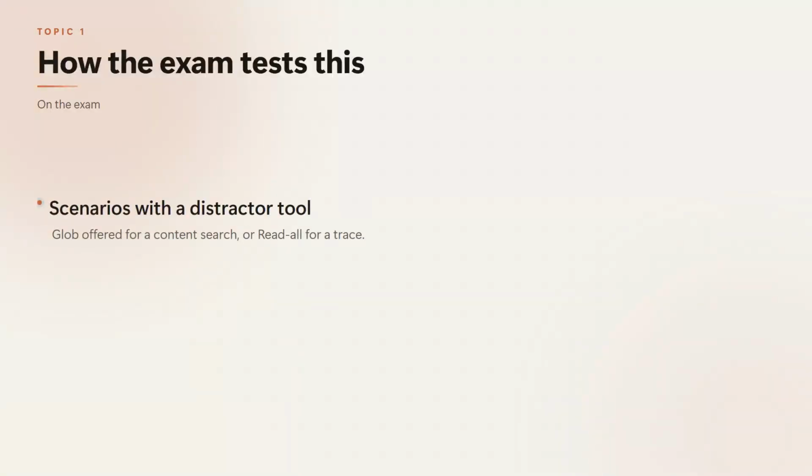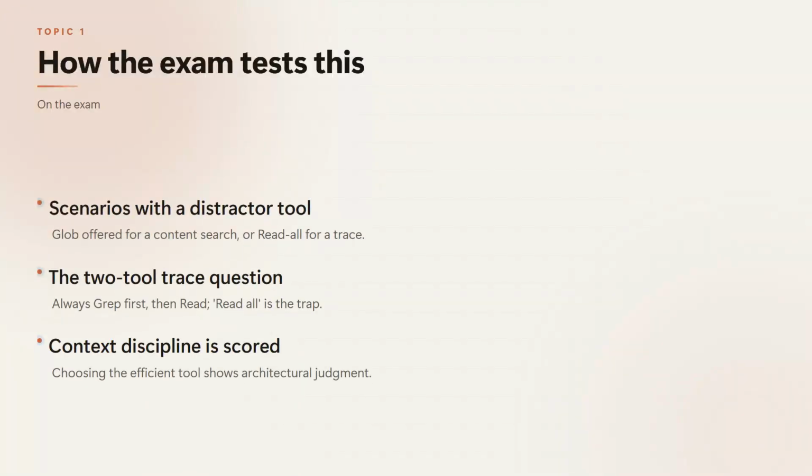This part is testcraft. The exam will give you a scenario and offer tool choices. The distractor is almost always the tool that matches the wrong shape: glob when you need grep, or read all files when you need a targeted sequence. The two-tool trace question is a classic. If you answer with a single read or a bulk read, you've fallen for the context exhaustion trap. The exam is scoring your ability to pick the efficient, precise tool, because that's what separates an architect who builds scalable systems from one who burns context on every request.